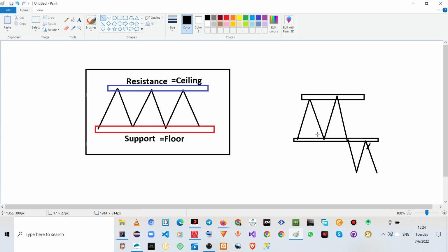So support become resistance is just basically when support has been broken and that same support becomes resistance. That is only when price reacts to that support and it becomes resistance. If it doesn't react, price does not react to the broken support and breaks through it again.